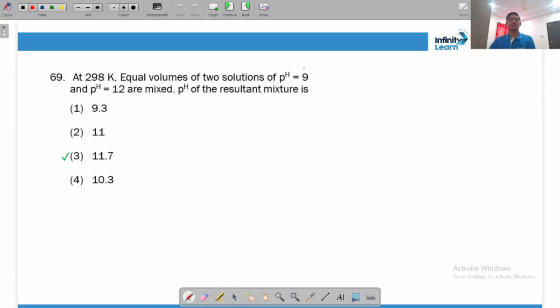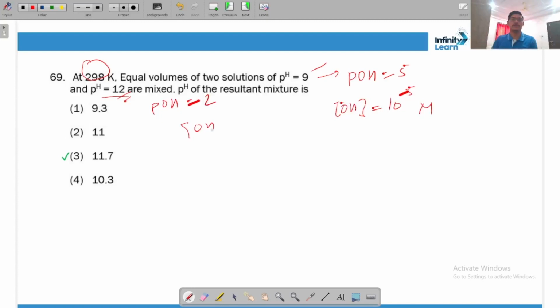Equal volumes of two solutions of pH 9 and 12. See, both are alkaline solutions, so we'll have to do it through pOH. So for this, pOH will be 5 because temperature is 25 degrees Celsius and the sum of pH and pOH is 14, right? So pH 9 indicates pOH is 5, which in turn means hydroxide ion concentration is 10 to the minus 5 molar, okay? Likewise, for pH equal to 12, pOH is equal to 2 and hydroxide concentration is 10 to the minus 2 molar.